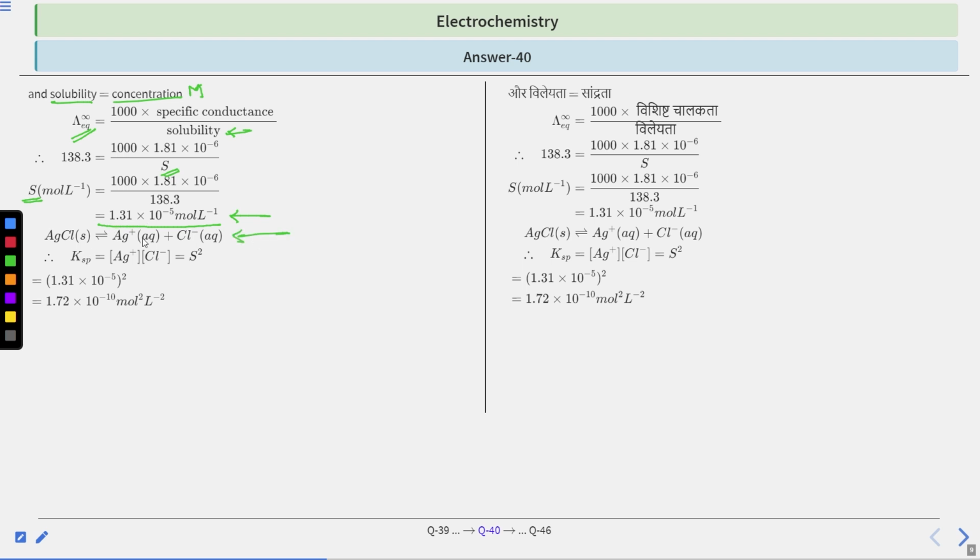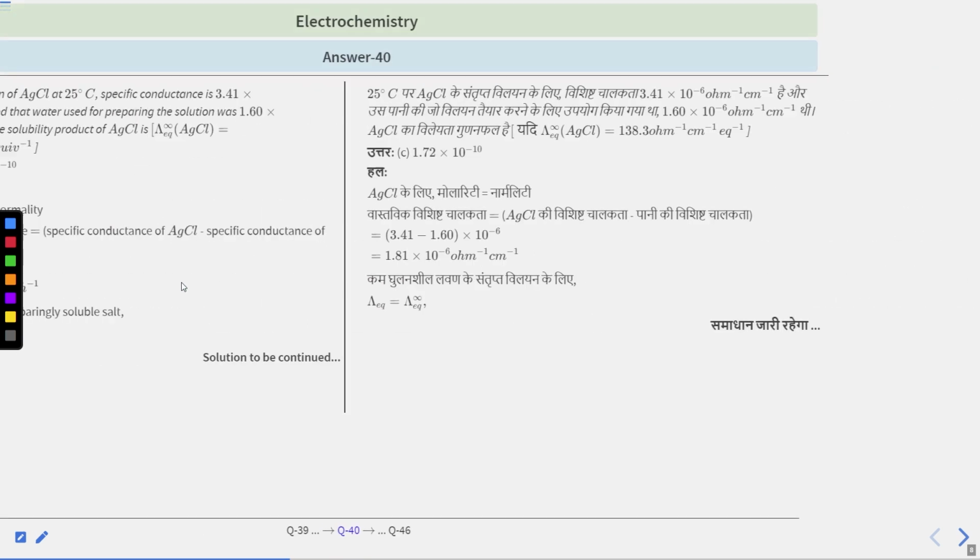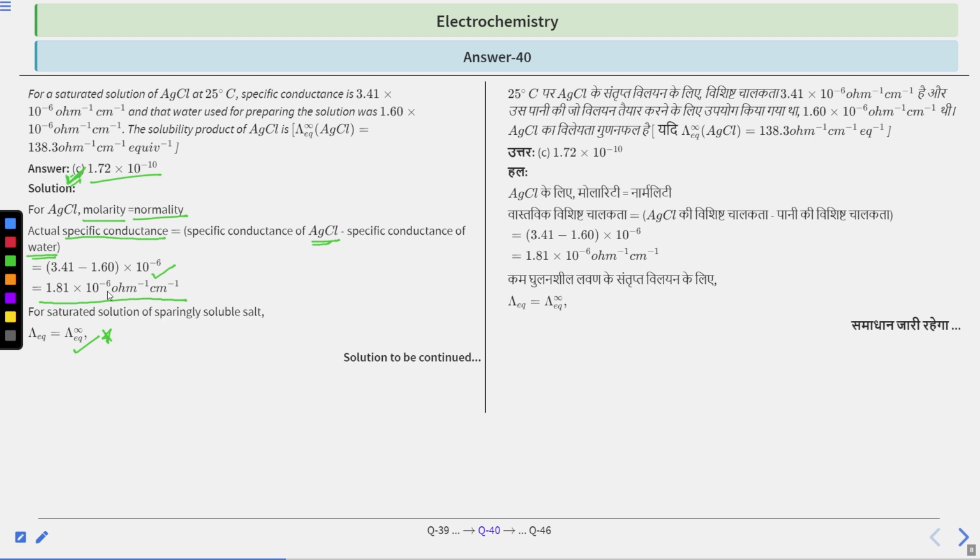Now, this is the complete reaction. AgCl giving us Ag positive plus Cl negative. So, therefore, we have to find out the solubility product, Ksp, right? So, Ksp for this reaction is Ag positive concentration times Cl negative concentration, which is equal to S square in terms of solubility. We have the solubility, so we just take the square of that, and it comes out as 1.72 times 10 to the power minus 10 mole square liter inverse square. Okay, so this is the solubility product we get from the solubility, and thus option C is the correct answer.